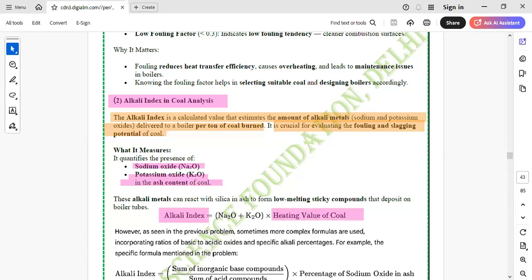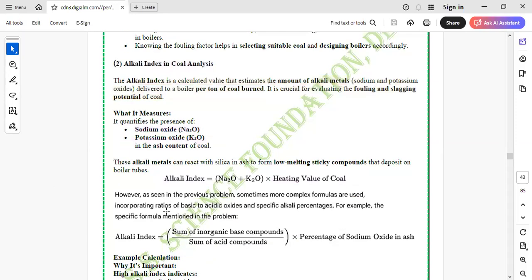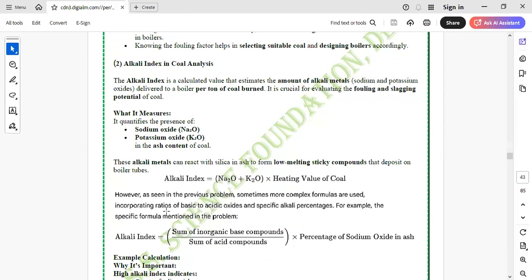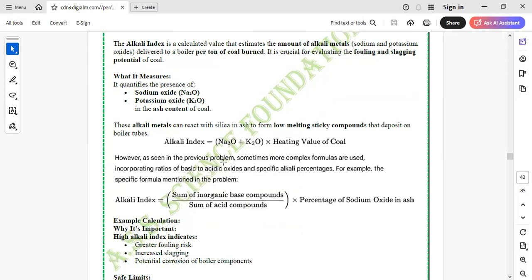What is the calorific value actually, right? So this way also you can calculate, or the second method is sum of inorganic bases to sum of acid and percentage of sodium oxide. So alkali index can also be calculated in this manner, right? But it is not in ash, only percentage of sodium, and iron is not included here, right? So this you have to keep in mind. Better we choose this formula for alkali index, because the other one is quite overlapping with fouling index.